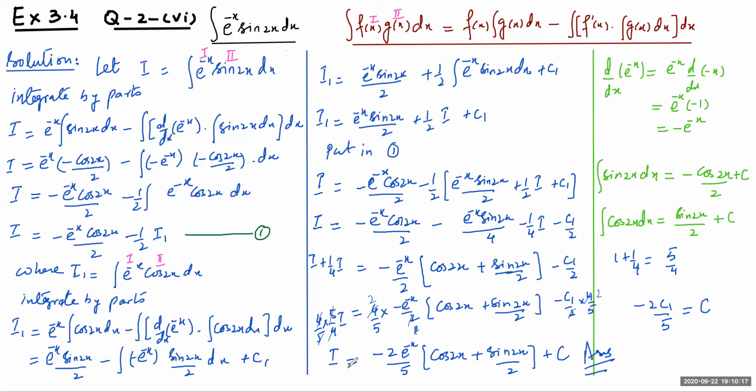Integral I is equal to minus 2e to the minus x by 5 into cos 2x plus sin 2x by 2 plus c, and that completes the solution.